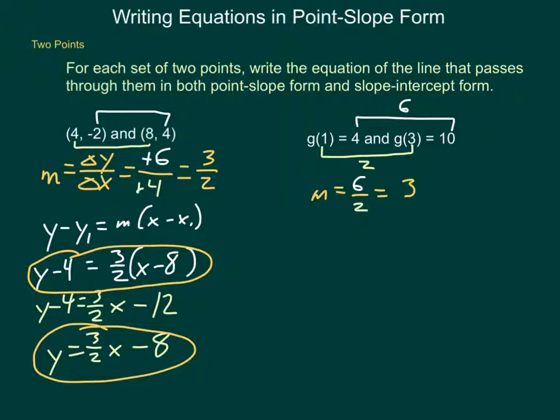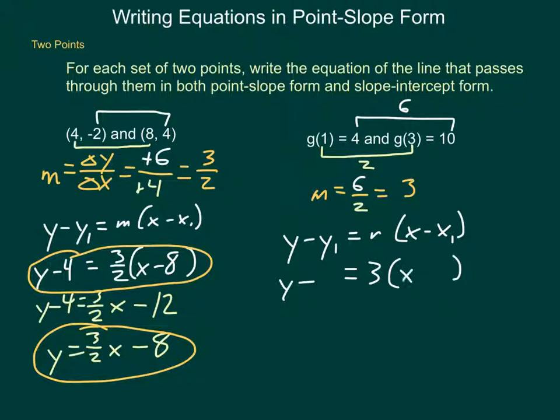Now, taking my general equation, y minus y1 equals m times x minus x1. As I go to substitute in items here, my slope is 3. Then, as I use points, I can use, of course, either point. So I'm going to choose to use (1, 4), simply because the numbers are smaller. So I have x minus 1 in parentheses and y minus 4 on the other side.